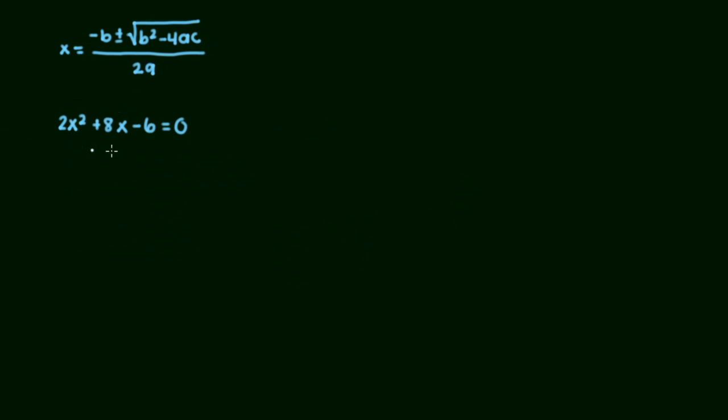We can see that the equation is already in standard form, so we can move on to the next step, which is identifying a, b, and c. Here, a is 2, b is 8, and c is negative 6, and it might help to label them on your equation.